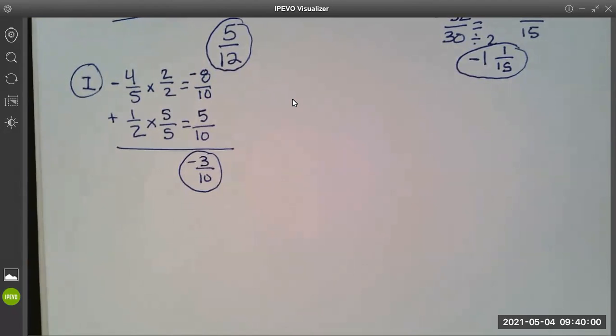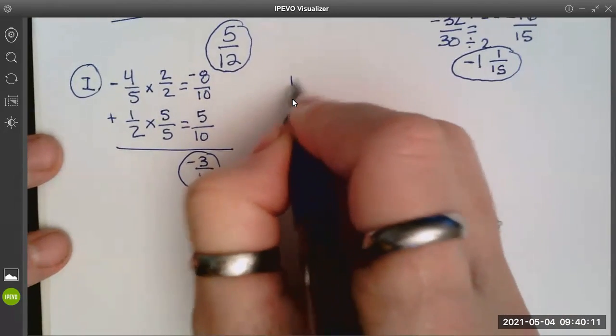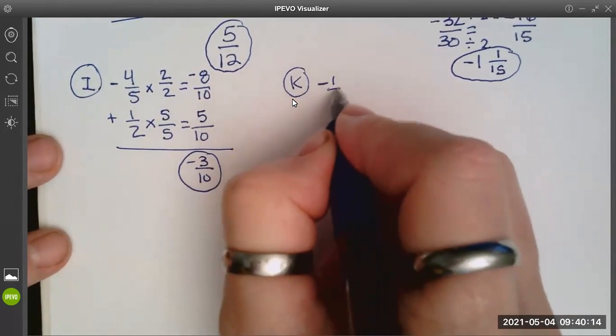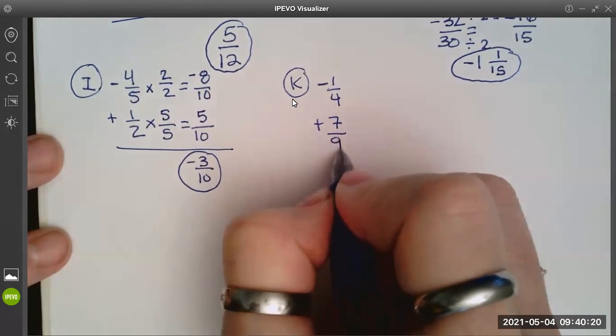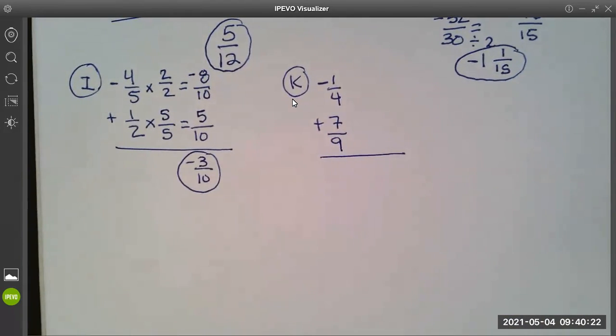Okay, next one. Okay, going sideways. Remember, we're going sideways. It's K. Negative 1/4, positive 7/9. Okay. Does 4 make 9? Can we multiply 4 to make 9? No. Okay, so then we look.